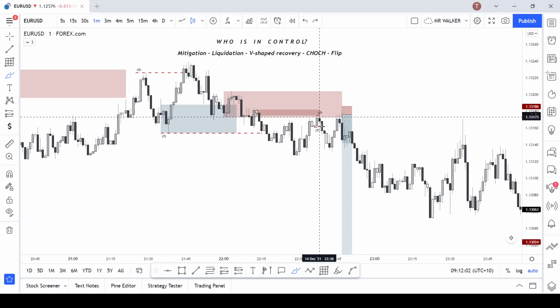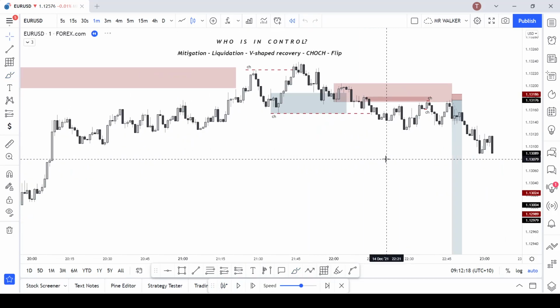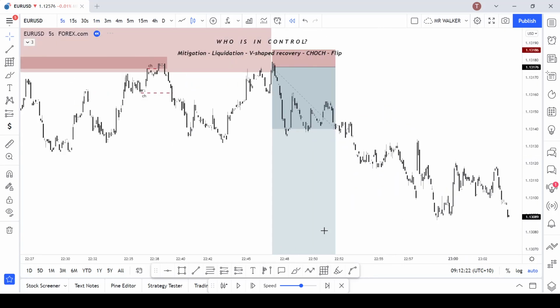We then go 5 seconds. I will not go 5 seconds for this particular example because I think it will take too much time. Actually, you know what? I will. We go in 5 seconds.